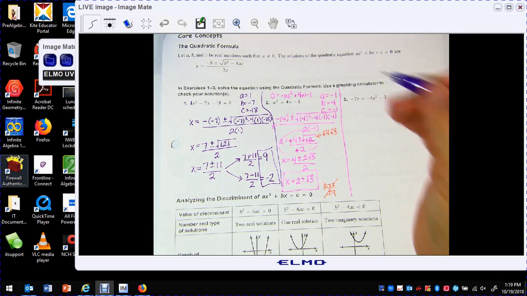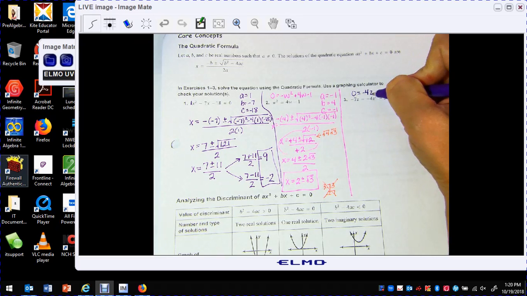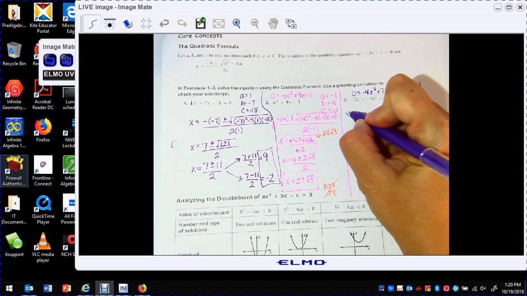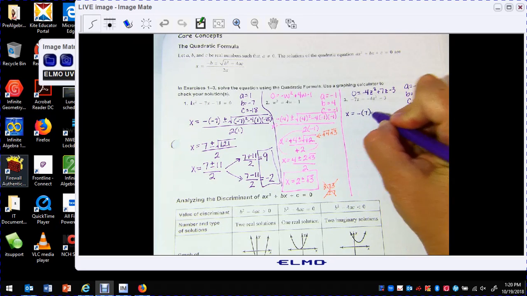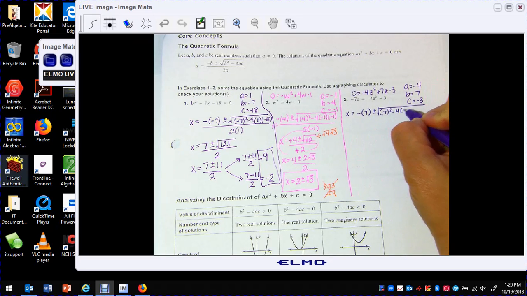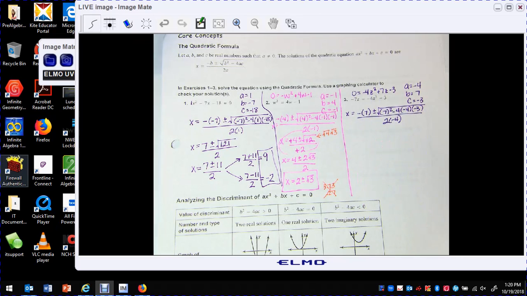Now, this one, again, I need to get it to where I have it equal to 0, so I'm just going to move the one term over. So I'm going to get 0 equals negative 4z squared plus 7z minus 3. So A is negative 4, B is 7, C is negative 3. And I plug it in. x is going to equal negative B plus or minus the square root of B squared minus 4 times A times C, and everything is over 2 times A. And you do need to memorize this formula. We'll need that on your quizzes and stuff. I will not give it to you.